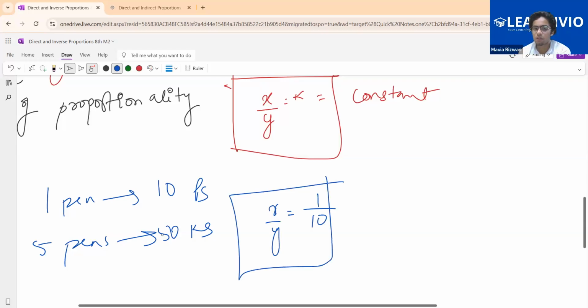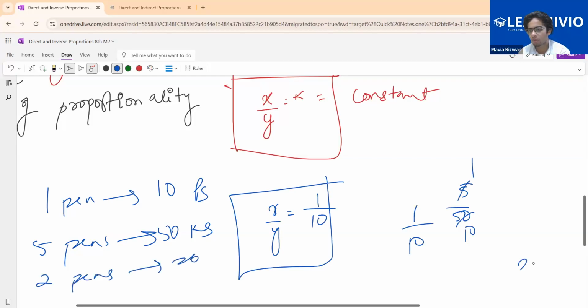Guys, if I check 5 pens, it should be 5 by 50, so it is also 1 by 10. If I see 2 pens, they would be for 20, so 2 by 20 is also 1 by 10. So the ratio remains 1 by 10 for each of these. This is what direct proportion means. Is this clear?